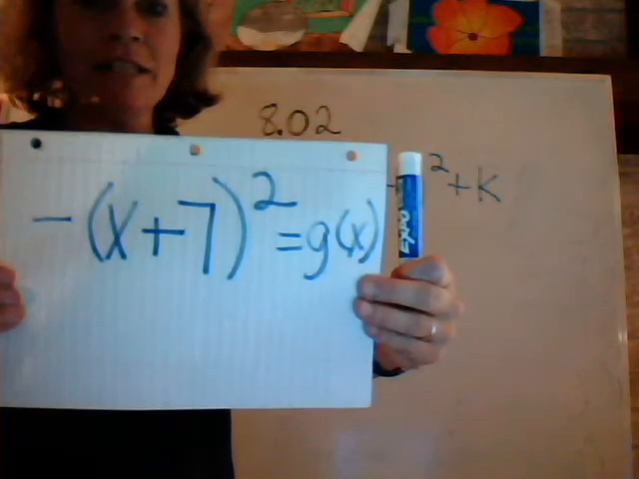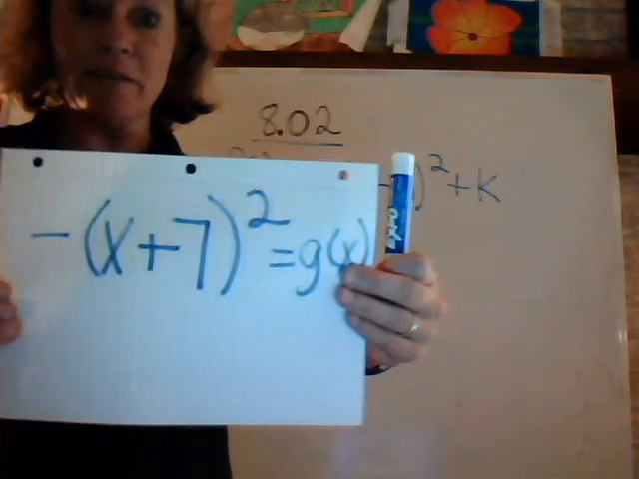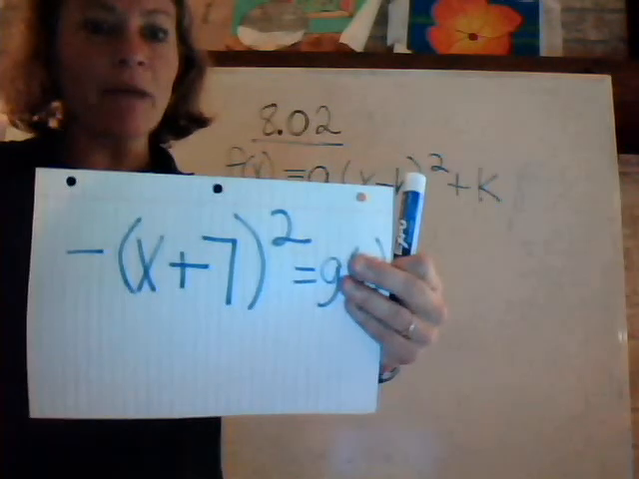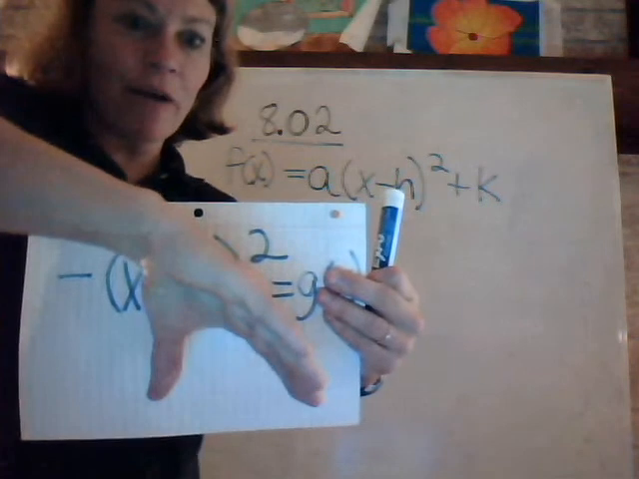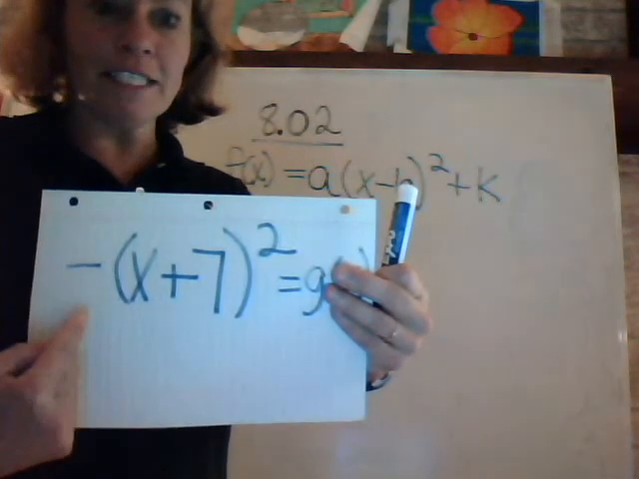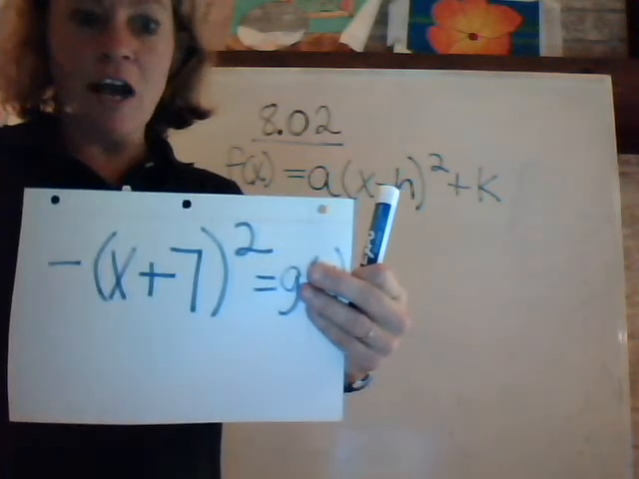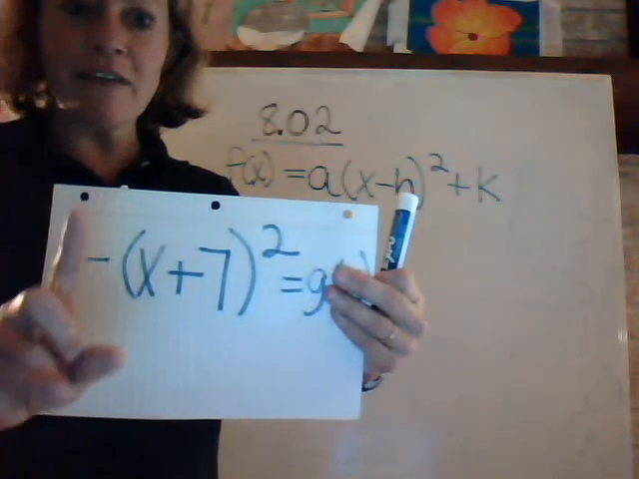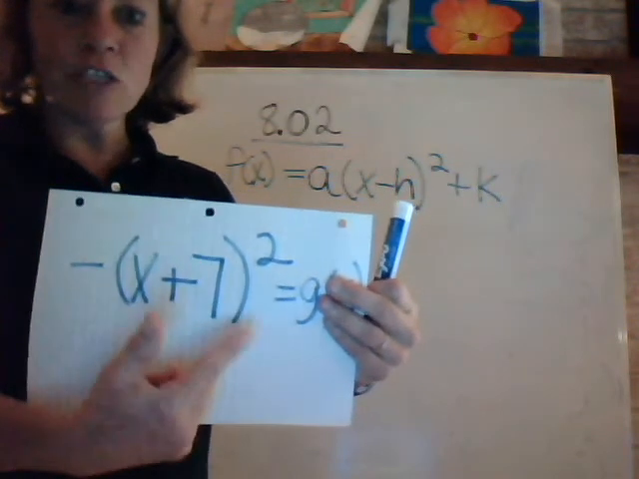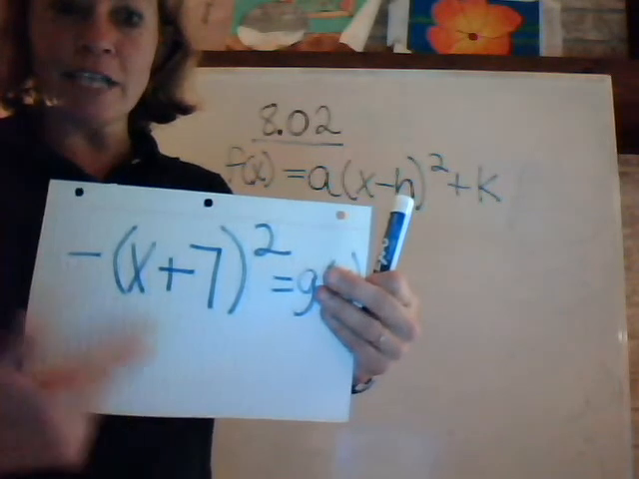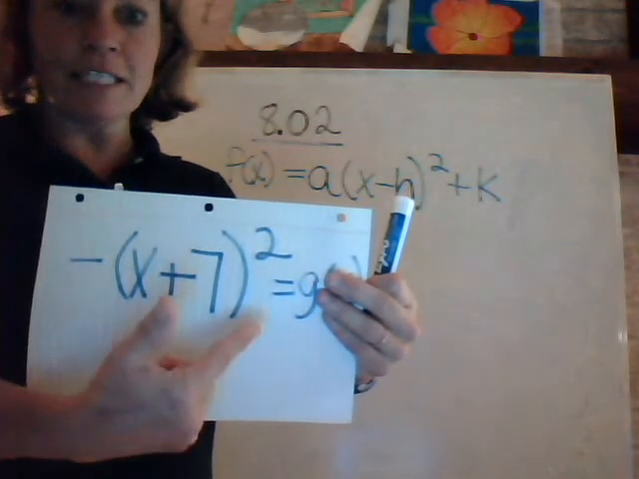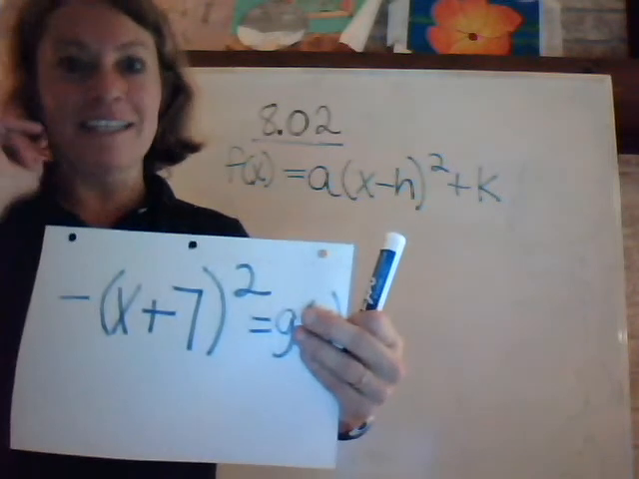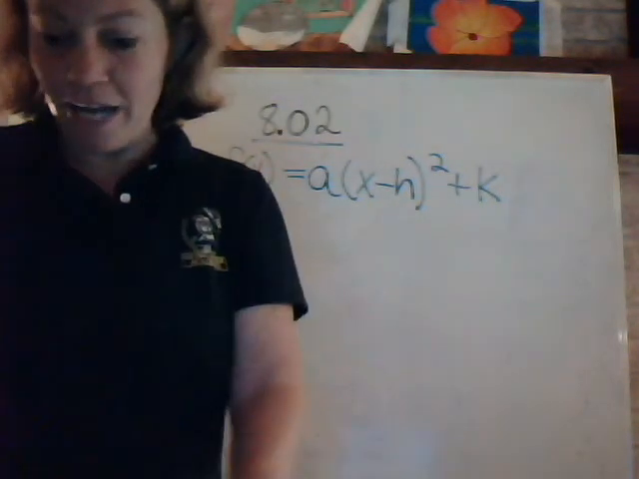Okay, second one. Negative (x plus 7) quantity squared is our function. What is a? Negative 1. That means our parabola faces down. Right, negative means it faces down. What is our h? Inside the bracket, negative 7, isn't it? Negative 7, and there's nothing outside the bracket, so k is 0. So the vertex is negative 7, 0. Okay, what's our axis of symmetry? x equals negative 7.